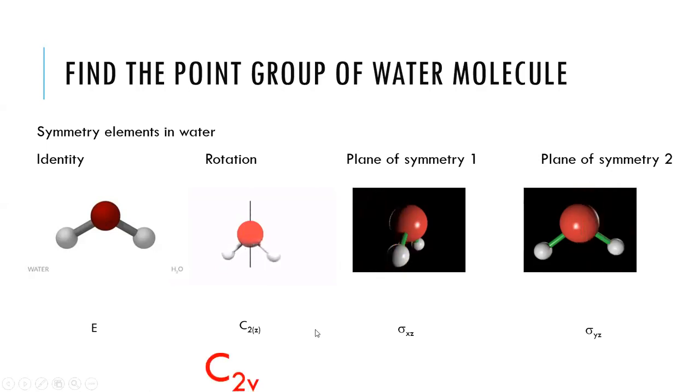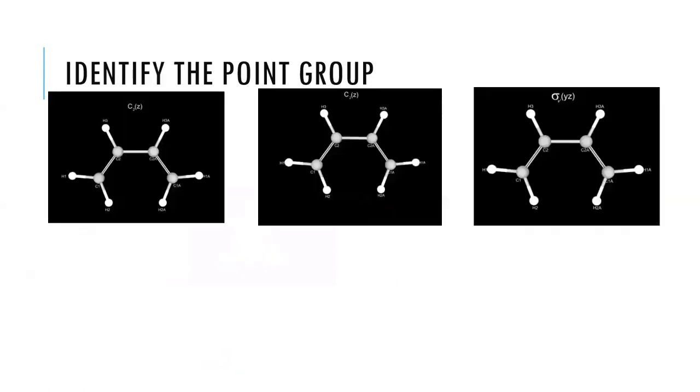So this is the way we have to go through the whole process of designating the molecules with their point group names. And next we will find out the point group of this molecule. This is a butadiene molecule, and we'll see what elements are present, and finally we'll give the point group name. So the first element that is present, we will have to see, is a C2 axis.